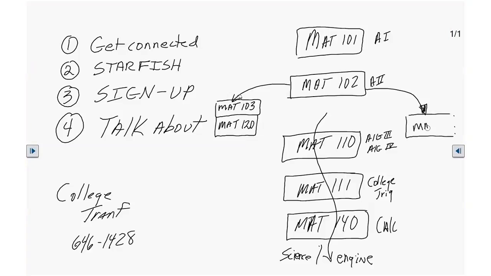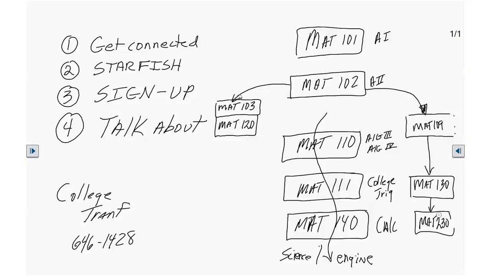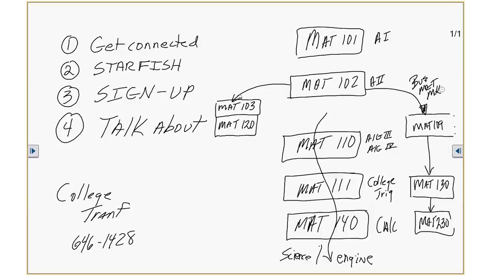Math 109, Math 130, Math 230. And this is your business calculus and business math for business marketing, business management, marketing, all those majors. Now, most of you are going this route right here because you're already in 103. Duh.